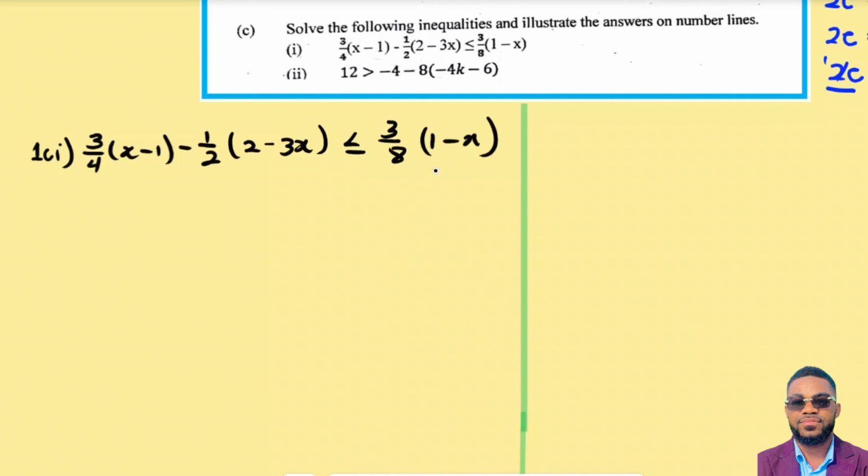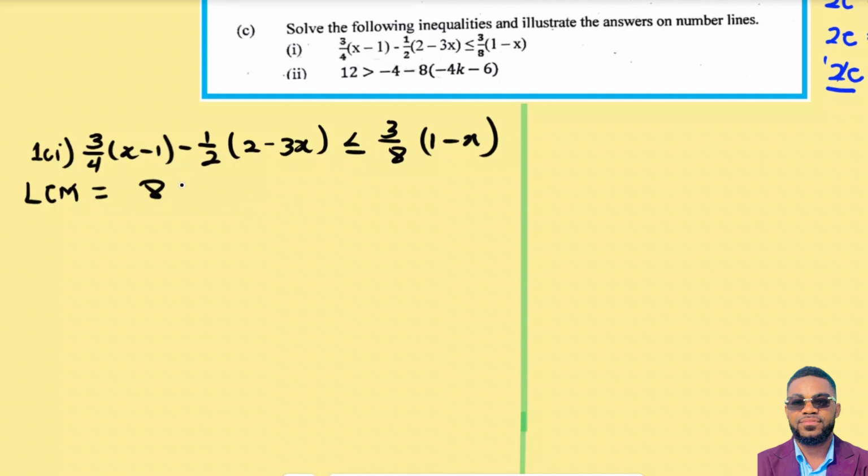So now let's begin. This is an inequality involving fractions, and the first step that you're supposed to do is to do away with the fractions, and after that we remove the brackets. So let's continue from that. First of all, we have to get the LCM, and the LCM is going to be what? We have 4, 2, and 8 as the denominators. The LCM is obviously going to be 8.